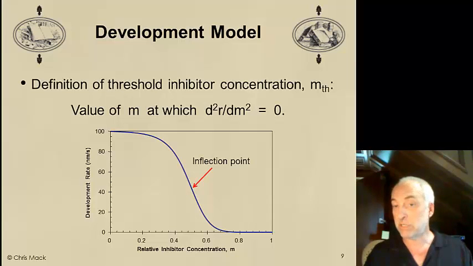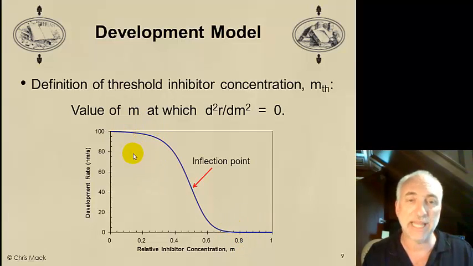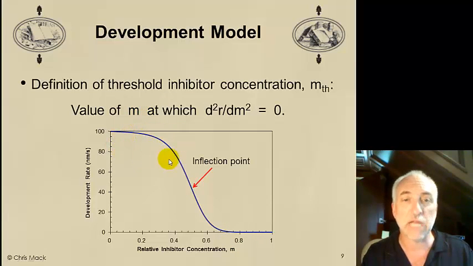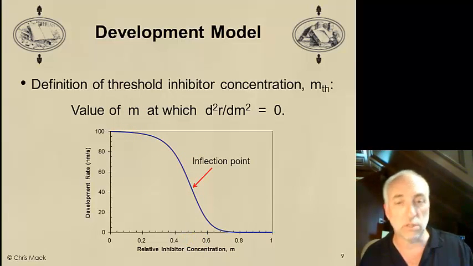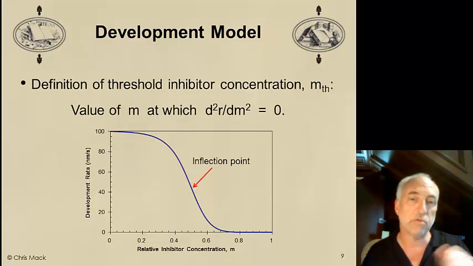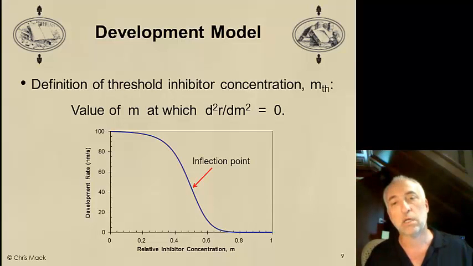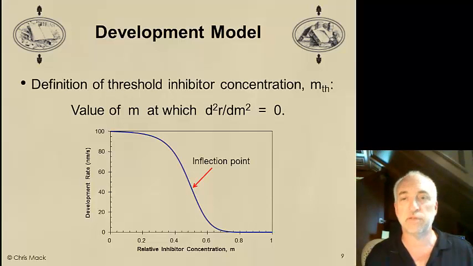At concentrations higher than the threshold, we have very low dissolution rates. At concentrations less than the threshold concentration, we have very high development rates. And the threshold concentration represents the transition between those two regions. So the transition from very low development rate to very high development rate occurs at the threshold inhibitor concentration. So in fact, it is an intuitive definition once you think about it.